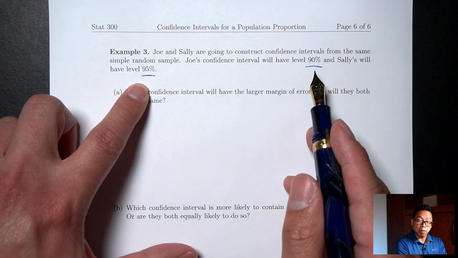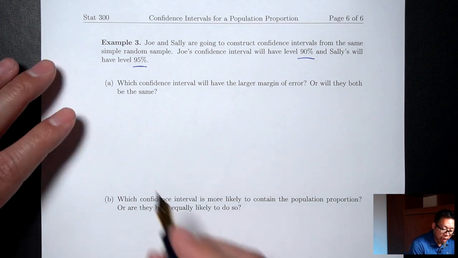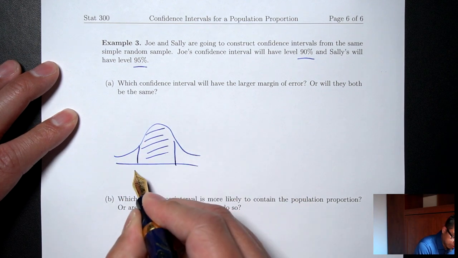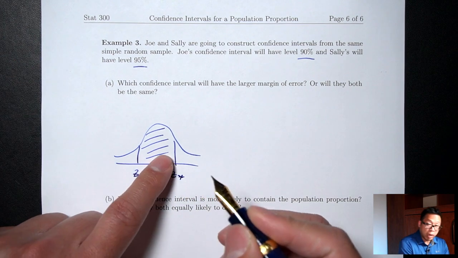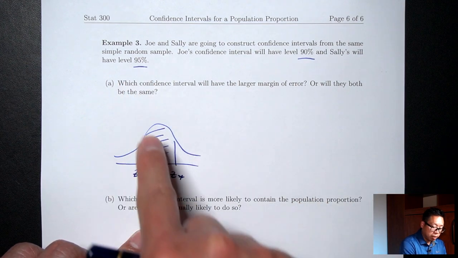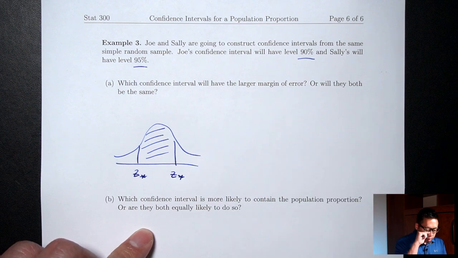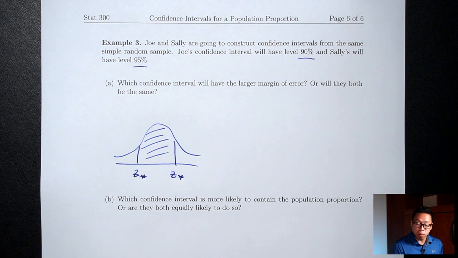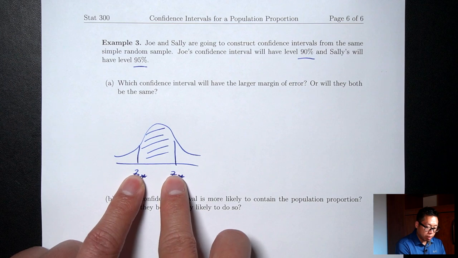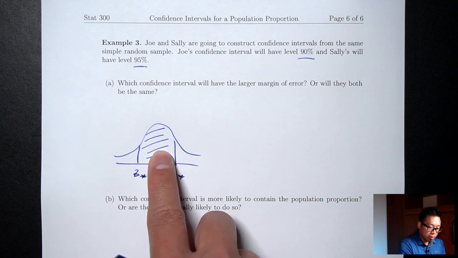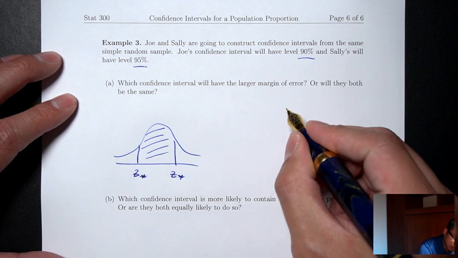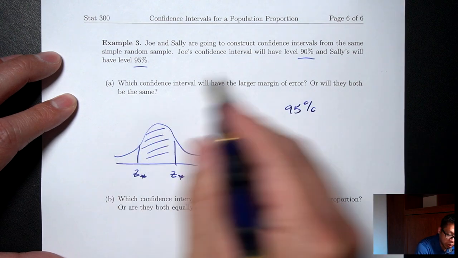So we're talking about confidence levels, and the way I think about it is, I know confidence levels have to do with this picture, and the area in the middle is the confidence level. So which area in the middle, 90% or 95%, will result in a larger margin of error? A larger margin of error is the same thing as saying a wider interval. So which one's going to give you a wider interval? For this to be wider, the area will be bigger, so you want the bigger area. Which one is the bigger area? The 95%, which is Sally's.